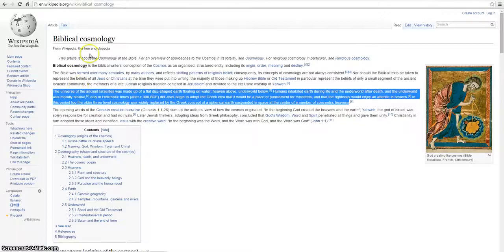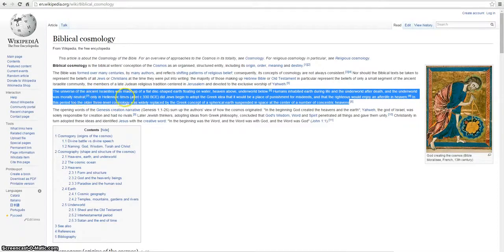Okay, so in the Bible, in all ancient texts, it's not just the Bible, but let's read here. The universe of the ancient Israelites was made up of a flat, disc-shaped earth floating on water, okay? And I'm going to make a video dealing with Pangaea. You can't have Pangaea on a globe, but that's a whole other story. That's for another video. Heaven above, the underworld below. Humans inhabited earth during life, and the underworld after death, and the underworld was morally neutral.